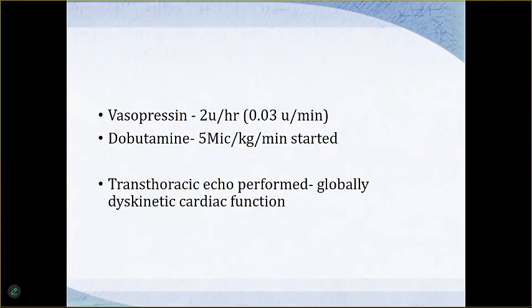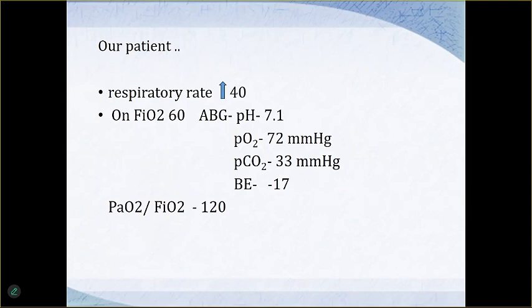And we have called for the transthoracic echo, which shows globally dyskinetic function and cardiac function impairment. Also the respiratory rate has come up now, 40. The FiO2 is 60, yet to increase it. And the blood gas shows a pH of 7.1, but the PO2 still holds in the lower range of 72. And CO2, because he's hyperventilating, is 33, and the base excess is minus 17. Here comes the PF ratio, which is 120.